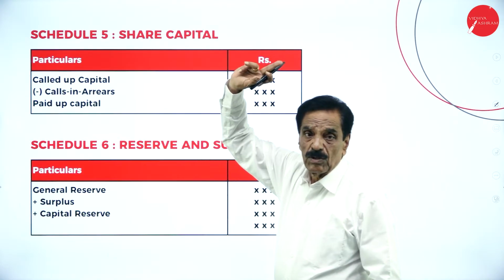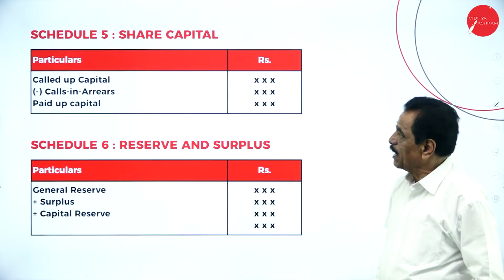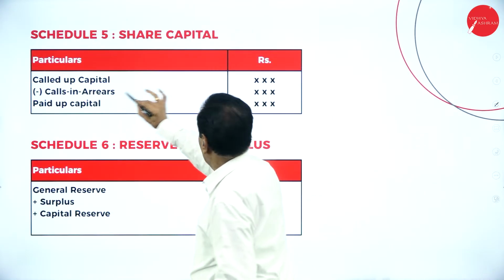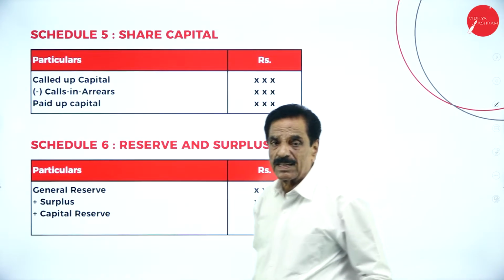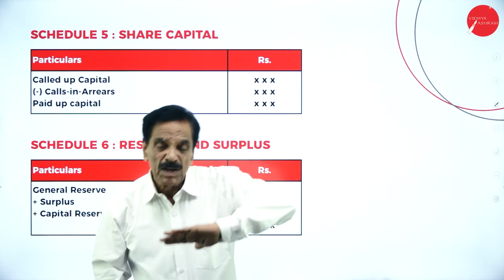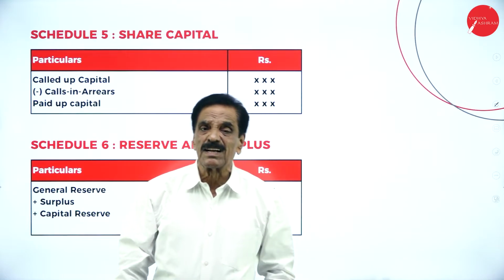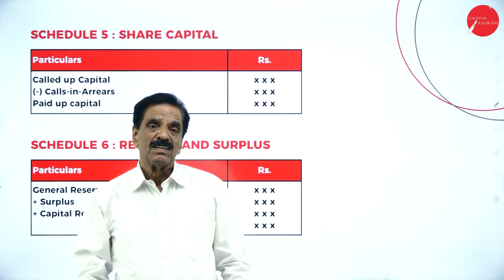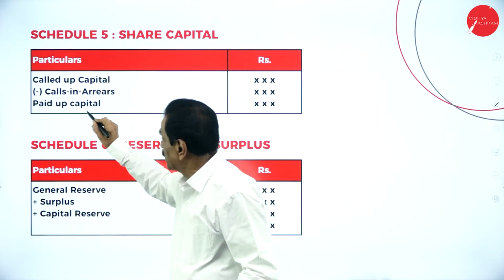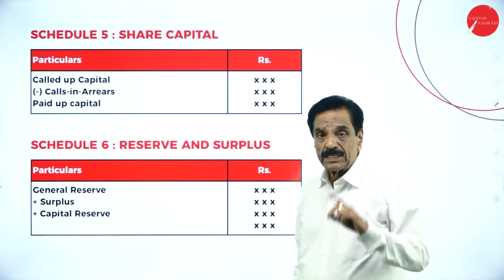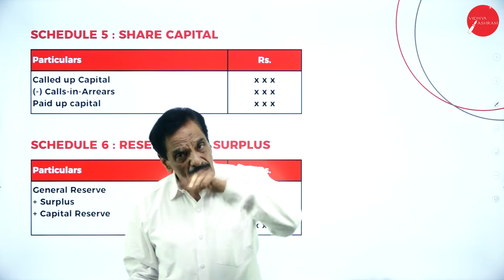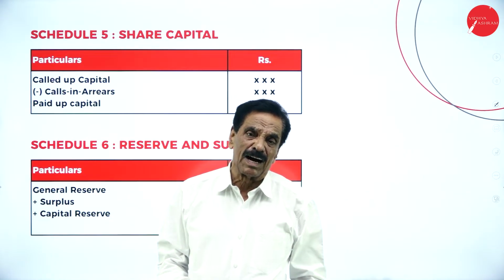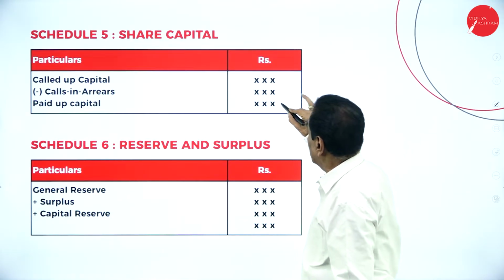So I told you schedule number 5 is share capital. So called up capital minus calls in arrears. What is calls in arrears? Called by the company, not paid by the shareholder, is called calls in arrears. Whatever the difference comes, that is called paid up capital. What is calls in arrears? Amount called by the company, not paid by the shareholder, is called calls in arrears. That should be deducted. This is first one.